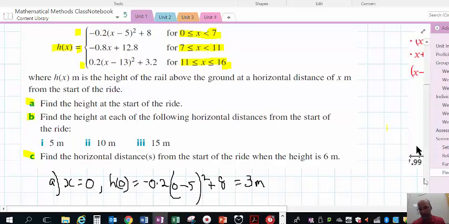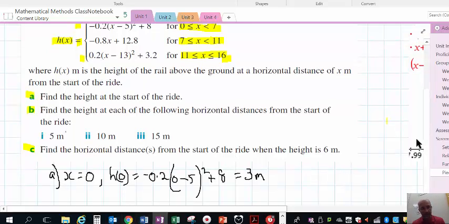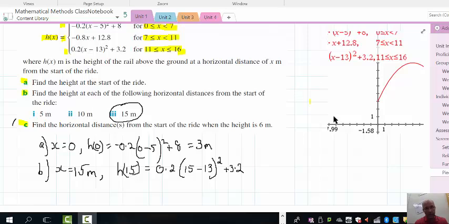We get 3 meters. So the height of the rail is 3 meters at the start. Next part, find the height at each of the following distances from the start of the ride. Just to save time, I'm only doing the third one. If you can do that, you should be able to do them all.